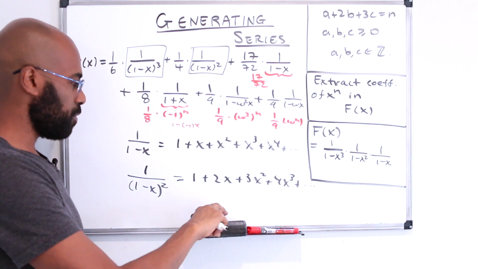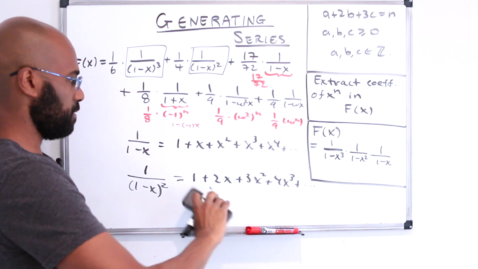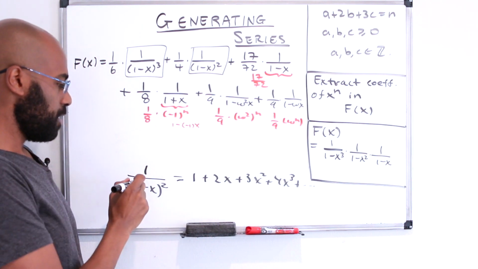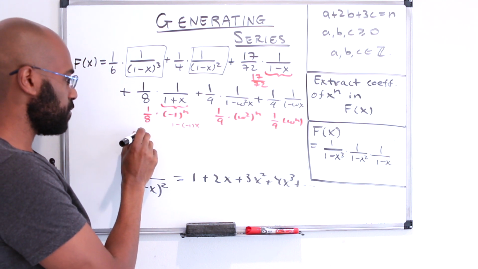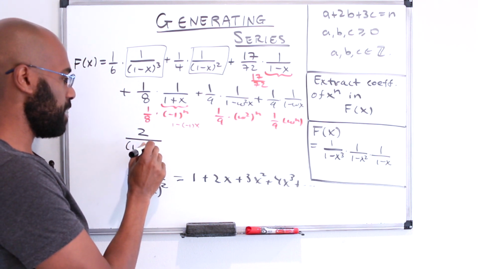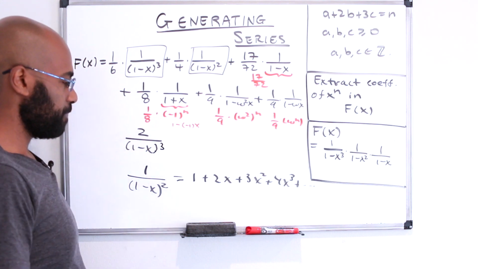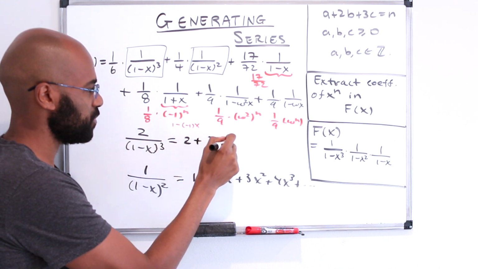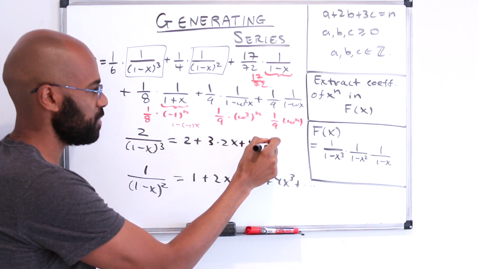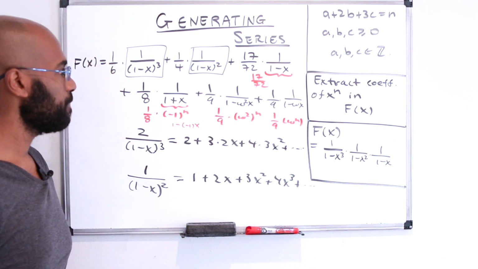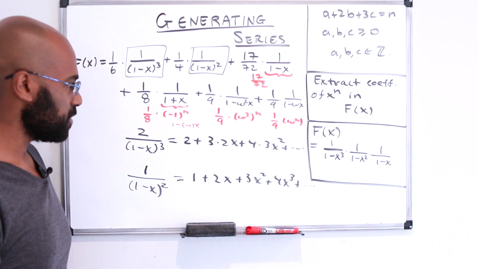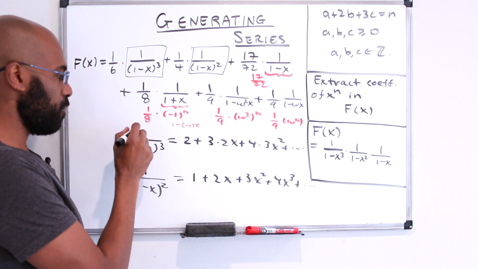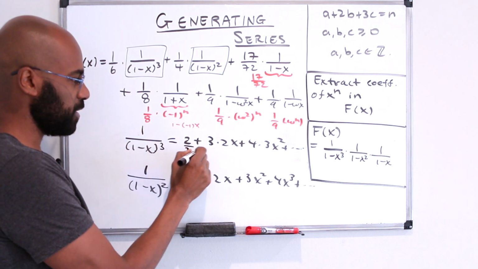Now let's do that differentiation one more time. I'm going to write this out over here because we won't need the series 1 over 1 minus x. We know that one. So if we differentiate this, we're going to get 2 over 1 minus x all cubed. Now differentiating this, we get 2 plus 3 times 2x plus 4 times 3x squared plus etc. So we can kind of see what's happening with these coefficients. Here we have to divide by 2 to get the coefficients of 1 over 1 minus x cubed. If we divide by 2, we get something like this.